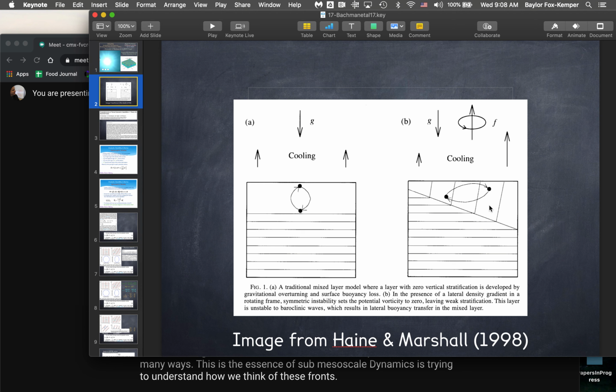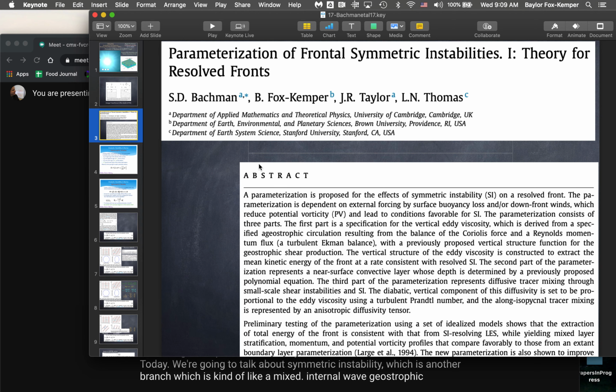So we talked about the baroclinic instability, which is the sort of quasi-geostrophic-like instability of this kind of frontal structure. Today we're going to talk about symmetric instability, which is another branch, which is kind of like a mixed internal wave geostrophic instability. Okay.